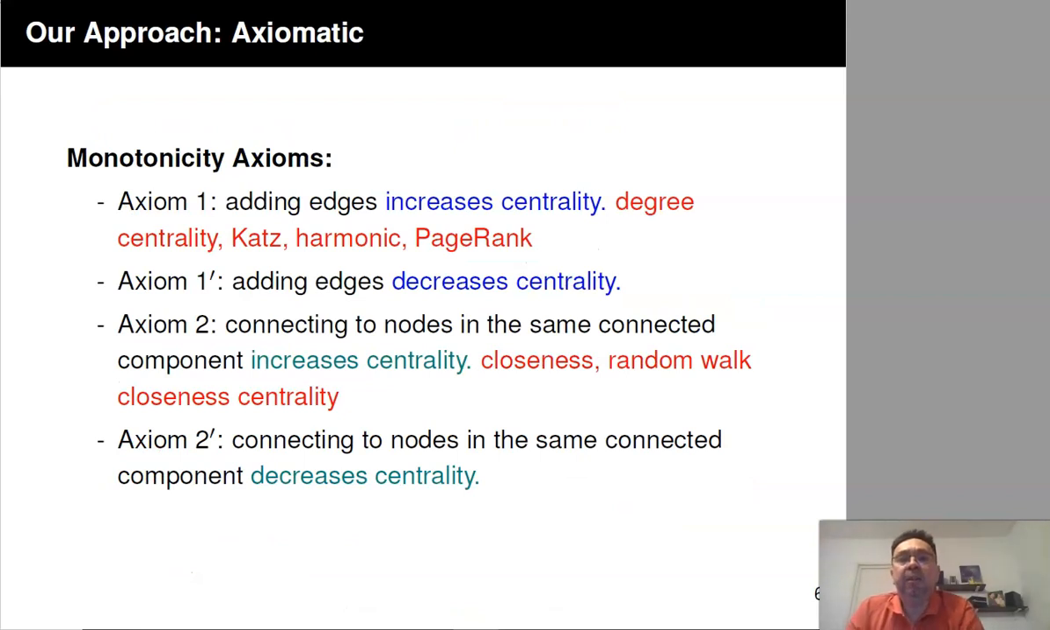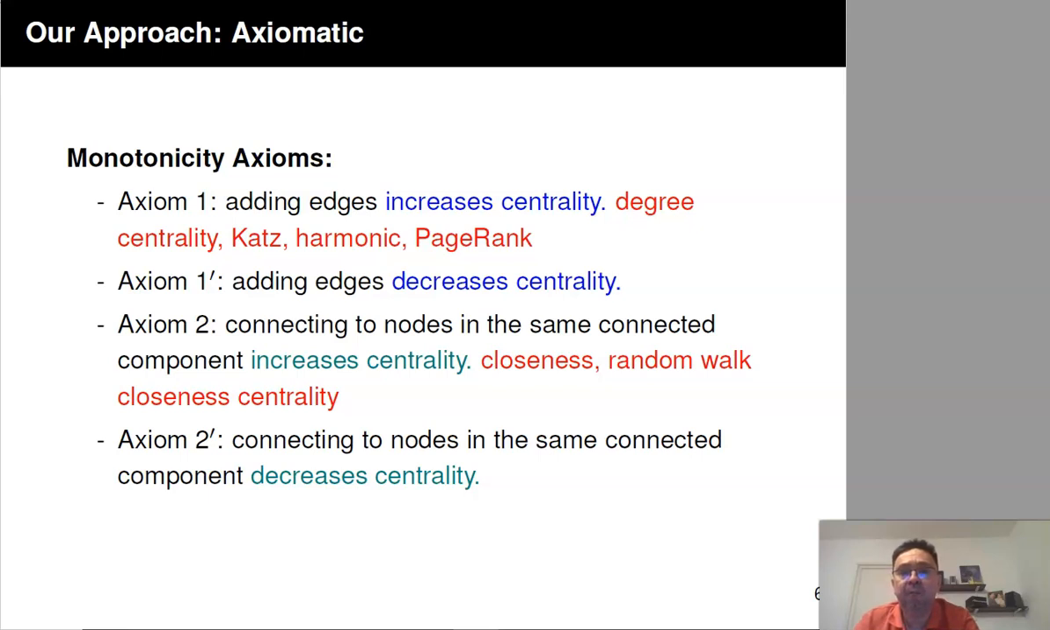So we're going to deal with agent heterogeneity by taking an axiomatic approach. Here is an example of four flavors of monotonicity axioms. Axiom 1 is simply the idea that adding an edge increases the centrality of a node, and lots of measures satisfy that. Of course, with each such axiom, you can consider the dual axiom, and you can create artificial centrality measures which satisfy that one.